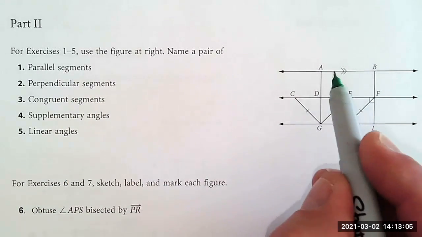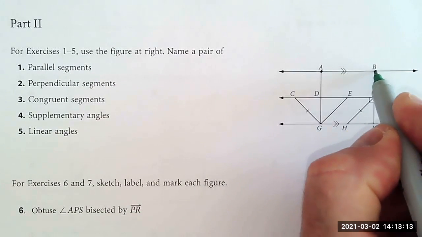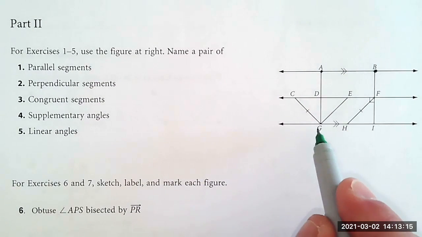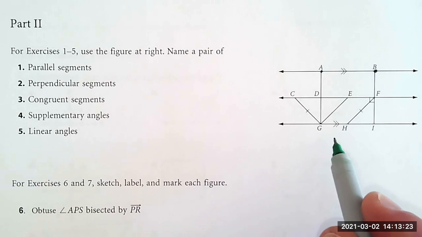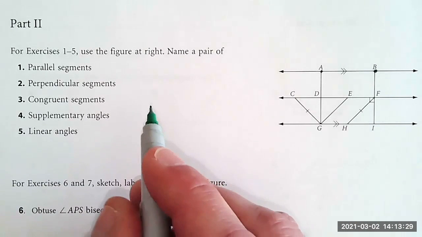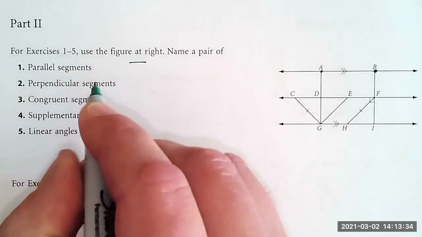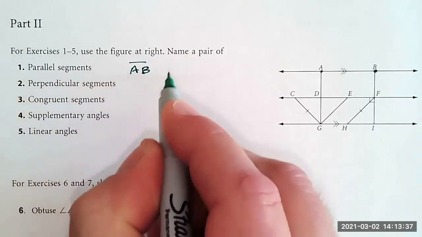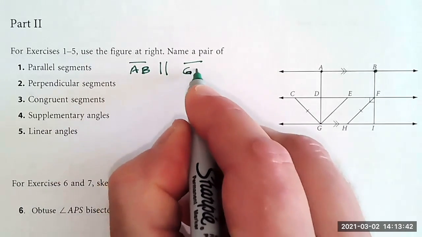Parallel segments, we only have 2 options. There are only 2 parallel lines. AB is a parallel line. Well, sorry, AB is a line parallel to line GH. We could also call it line GI, line HI. 2 points define a line. And here we have 3 points, so you have several options. So remember, we're talking about segments, so use the notation for segment. Segment AB is parallel to segment GH.